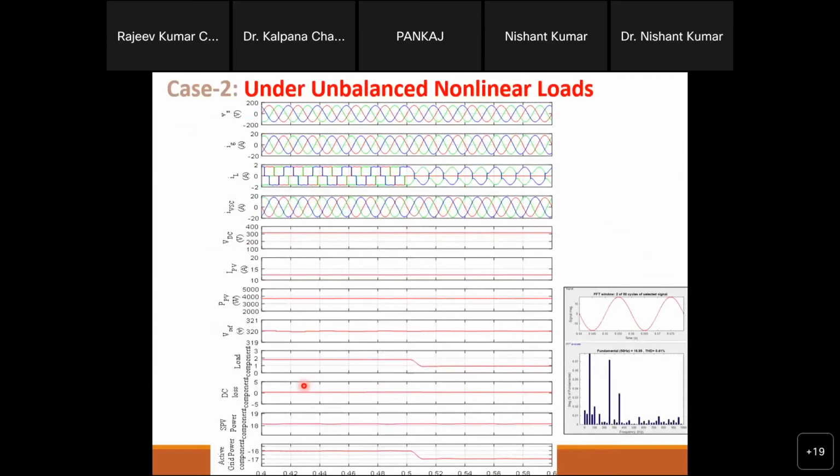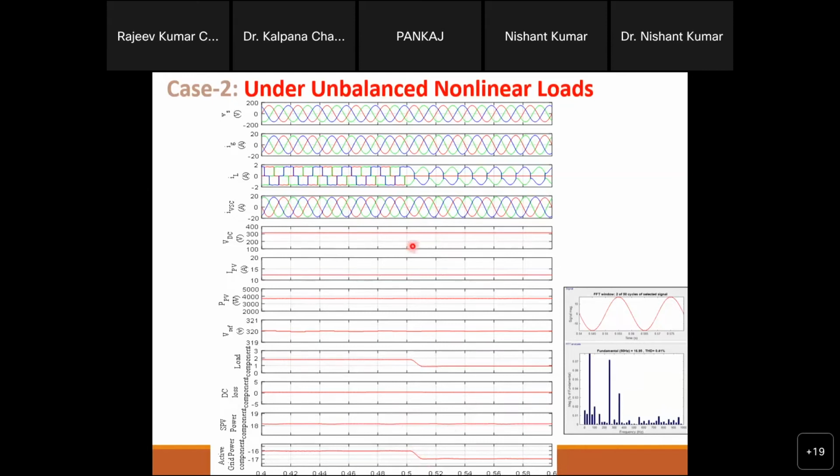Now we will see the nonlinear and unbalanced condition. So this is the unbalanced nonlinear condition, and this is our load. You can see the load THD is very high, around 16.95%. At this point one phase is gone, so these are nonlinear unbalanced load conditions. Again you will see the current magnitude increased, or we can say decreased because of the negative sign, meaning more power is going into the grid.